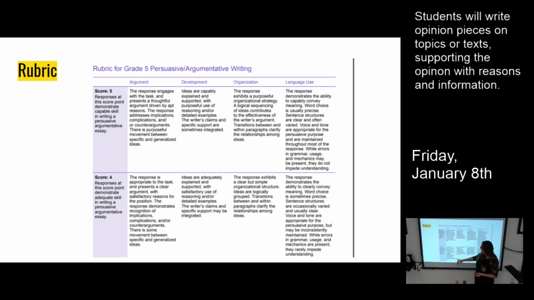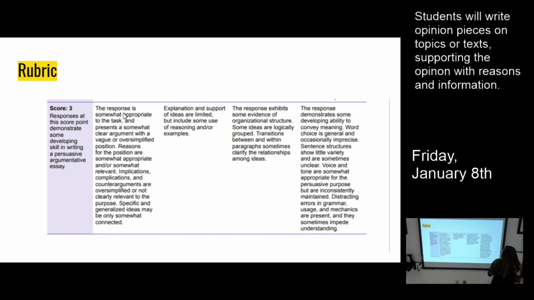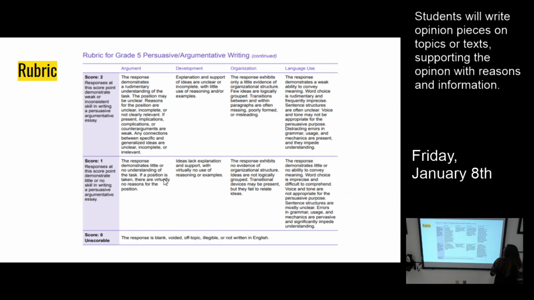Now, a 4 is just going to be slightly different. And then you see a 3. Now, I'm not going to read all of this because I read a 5. That's what we want to get. I am going to read a 1. The response demonstrates little or no understanding of the task. That means you got way off topic when you were writing. If a position is taken, there are virtually no reasons for the position. So to get a 5, you have to have your reasons.